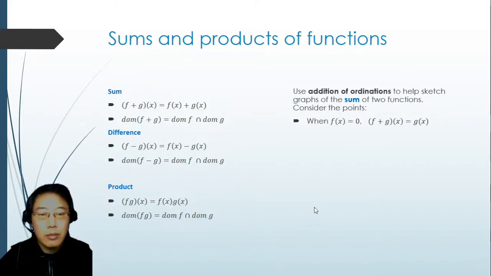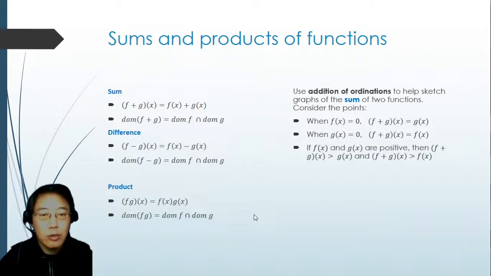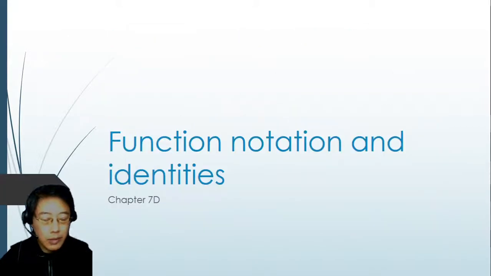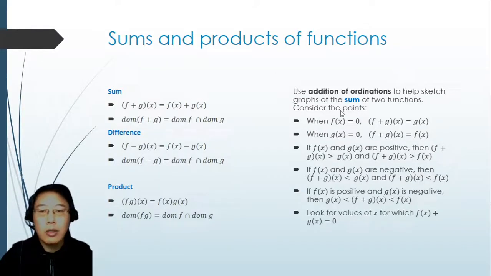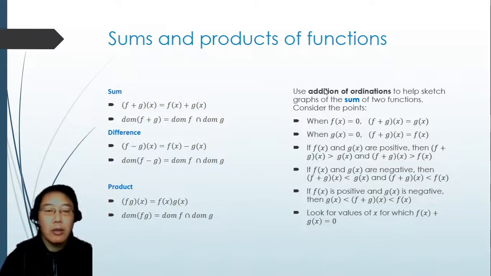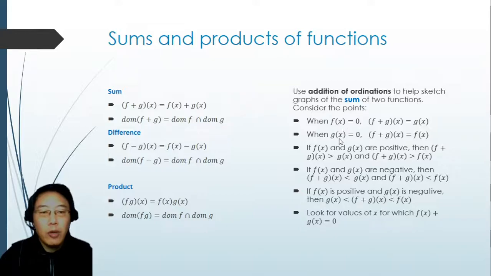With a few strategies that you will need when you want to graph those. So let's look. Nothing new here. When you graph, you use the addition of ordinates. If you have a sum of functions and one of the functions is equal to 0, the sum will be equal to the other function.